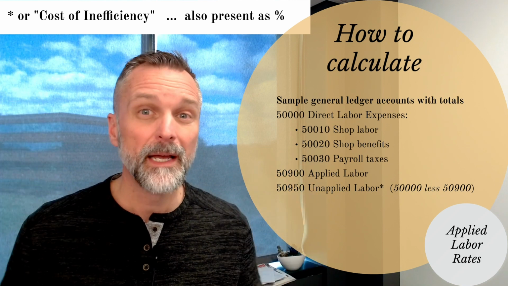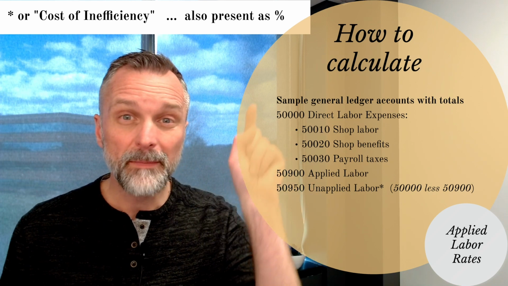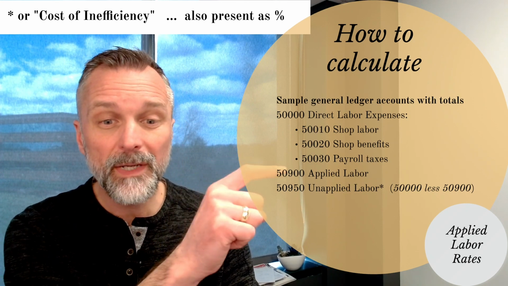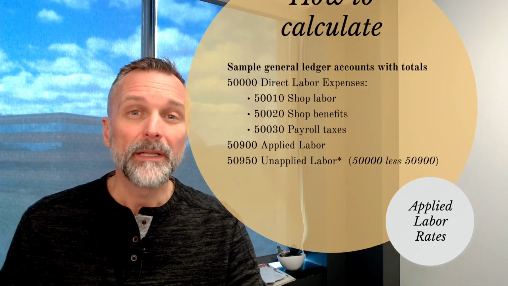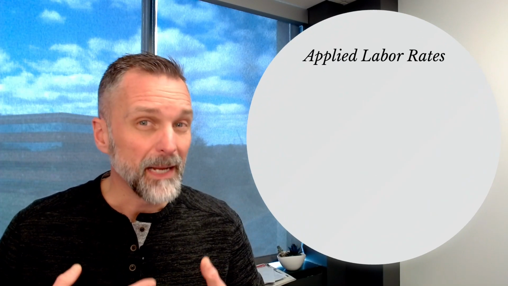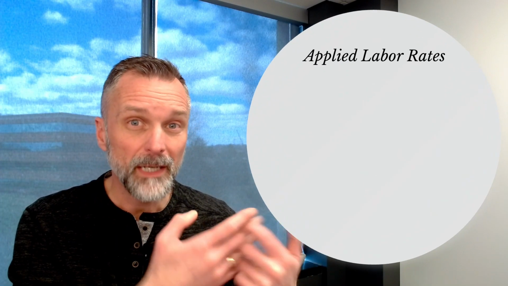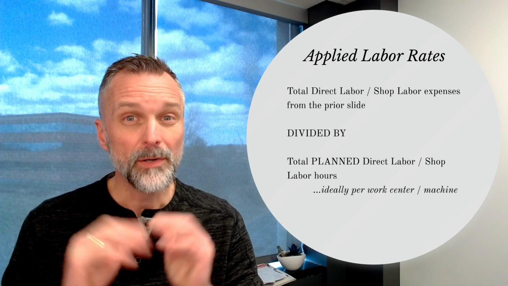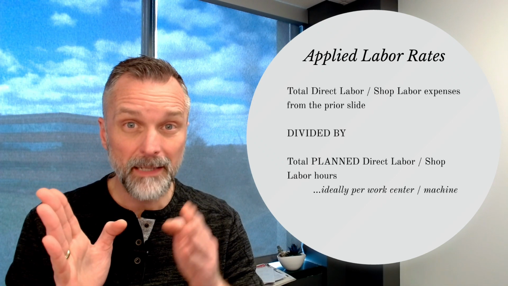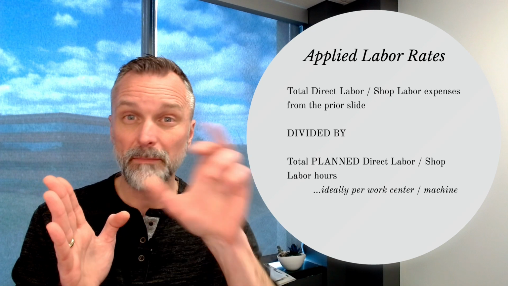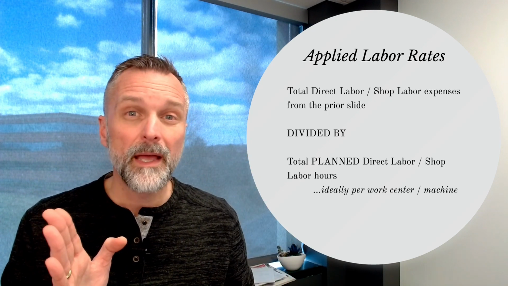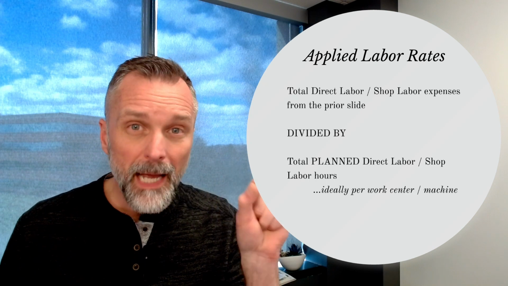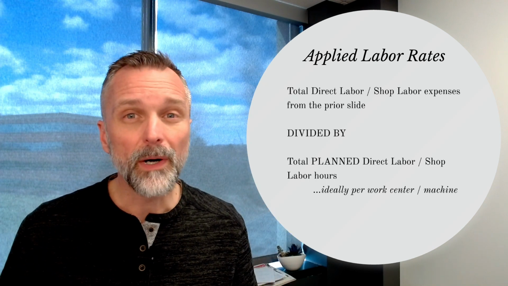And that difference, again, is a cost of inefficiency, and it can be expressed also as a percentage. So how do you feed the applied labor? Well, each manufacturing system is different mechanically in how it's going to get done, but to calculate the rate, the concept is very, very similar. You're going to take the planned estimated payroll for the next month or the next 3 months, and you're going to divide that by the estimated hours that you are planning those same employees to work.